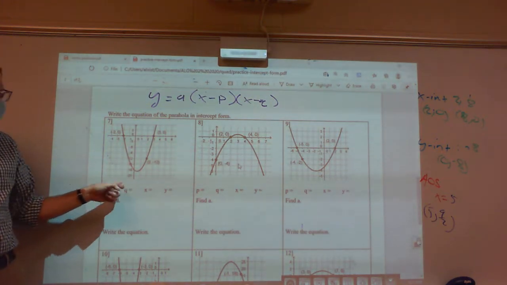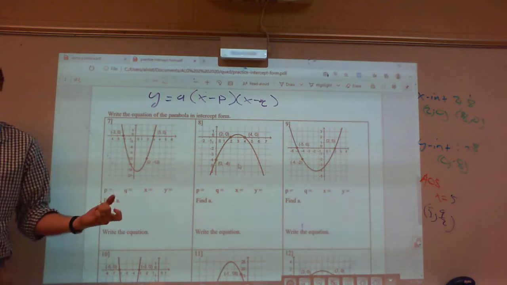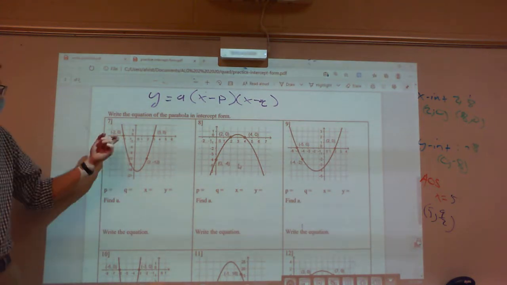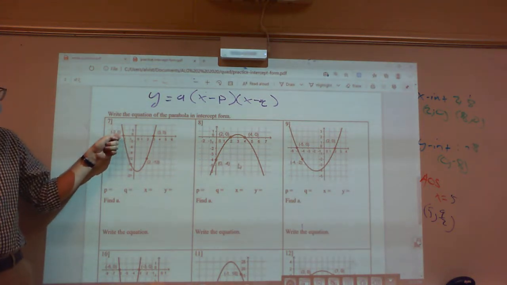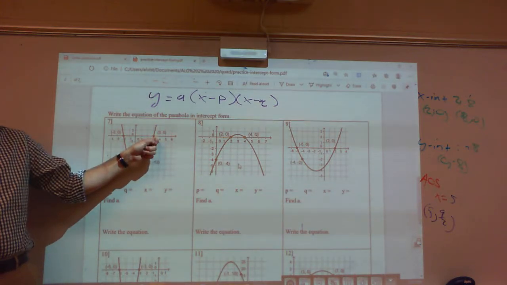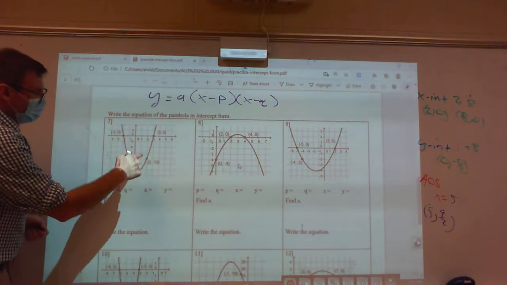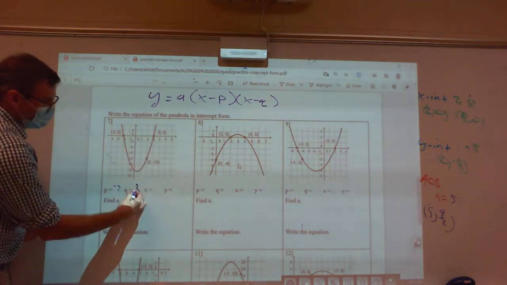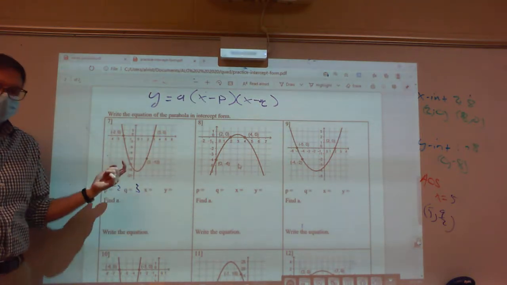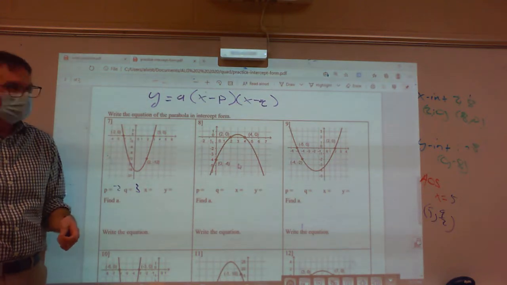Well, when it asks what's p and what's q, it's really asking you what are your x-intercepts. So when I look at this, I've got an x-intercept of -2 and I have an x-intercept of 3. So p is going to be -2 and q is going to be 3. How did I get the p and the q? I got it from wherever it crossed the x-axis.